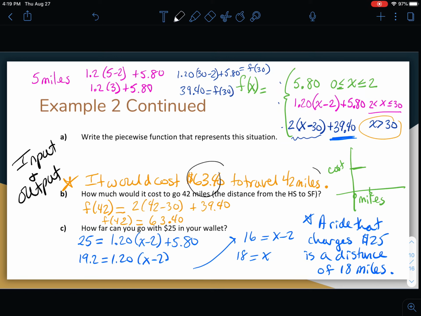Okay, so here I have the cost, the miles. Here I have the cost and the miles. Make sure you have labels. Make sure you identify both input and output. Okay, in class, we're going to have time to look at a few other scenarios, and we're going to practice identifying variables, setting up the piecewise function, and then actually analyzing and answering questions using your function.